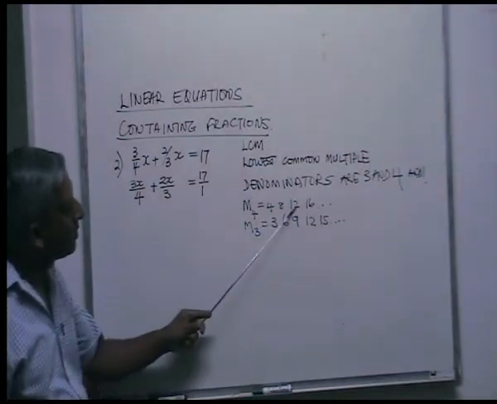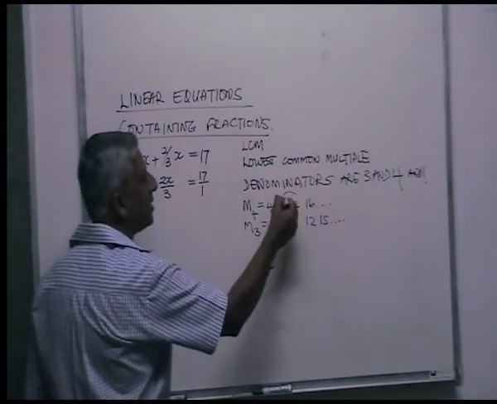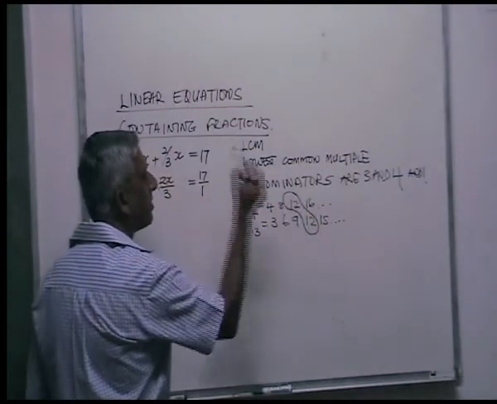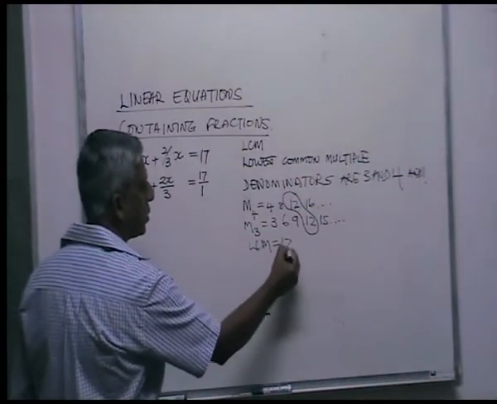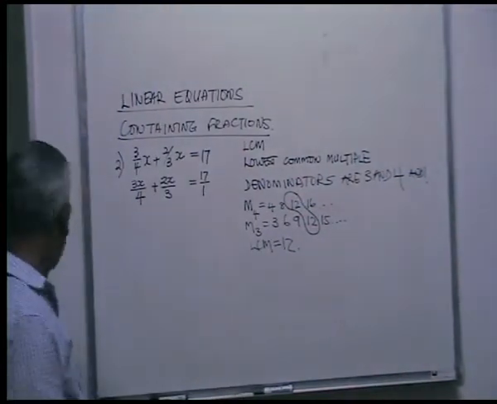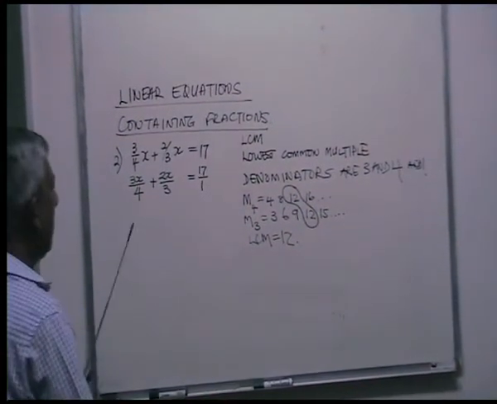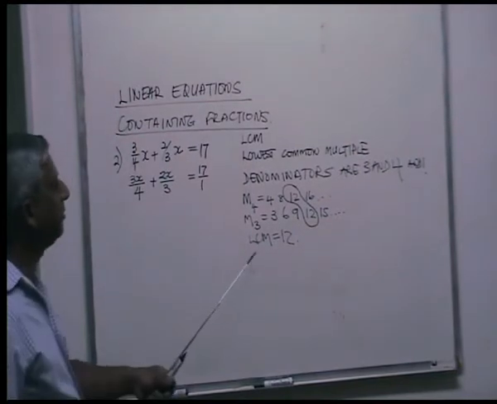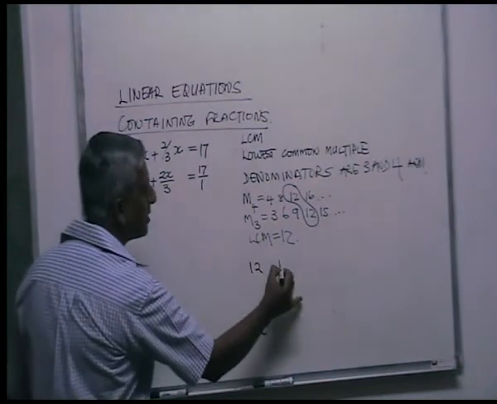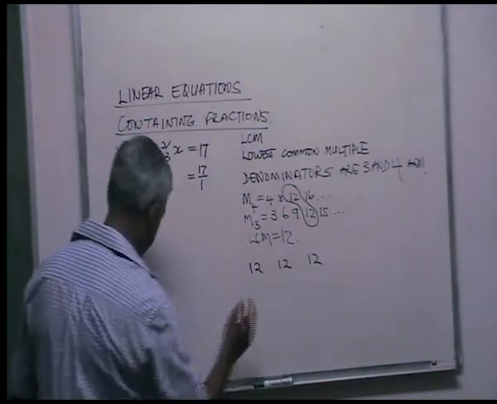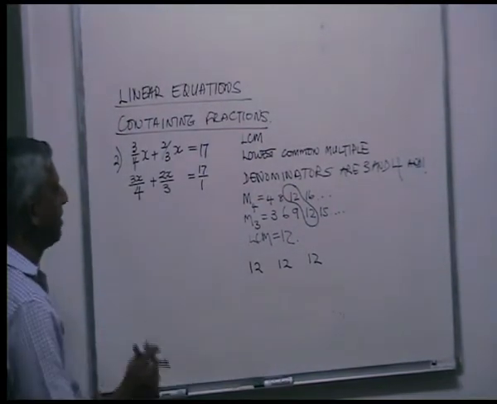Now, we're looking at a multiple which is the same. Same means common. So we can see that 12 is the same. Therefore, the LCM is 12. How many times must we write the LCM? We must write it down 3 times because we've got 3 numbers.